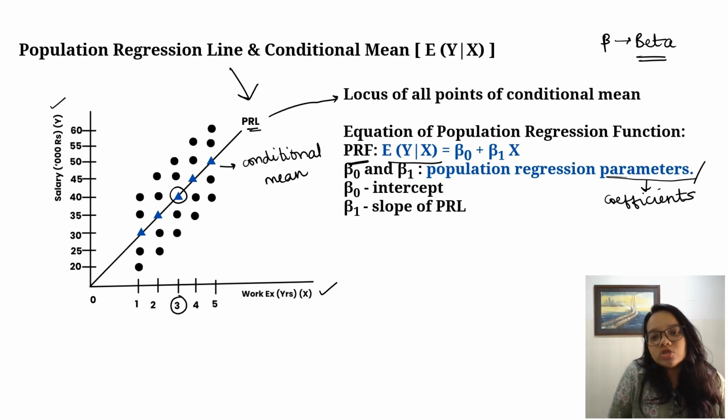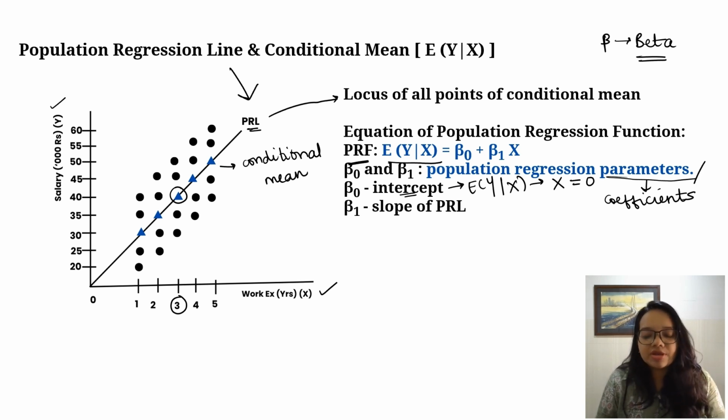Your beta naught is also called the intercept. Intercept is that value of E(y given x) when your x equals 0. So for 0 years of work experience, what is the minimum expected salary that you will get when you have no work experience? So let's say you are fresh out of college. So you have 0 years of work experience. What's the minimum or the expected salary that you can get?